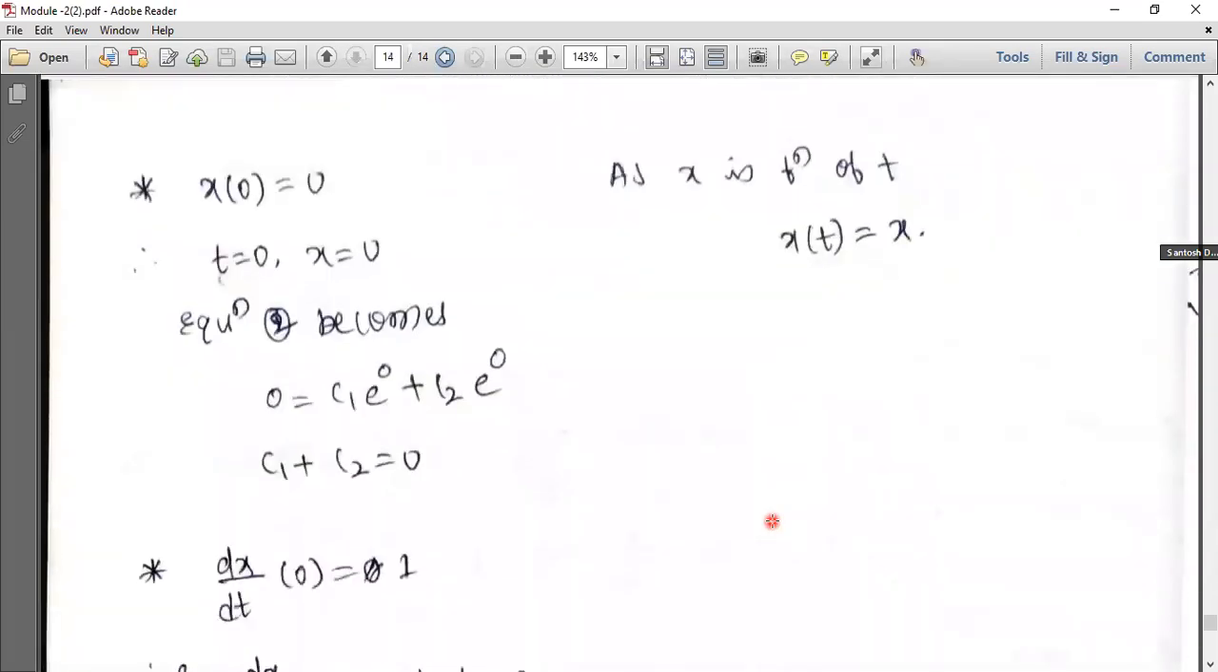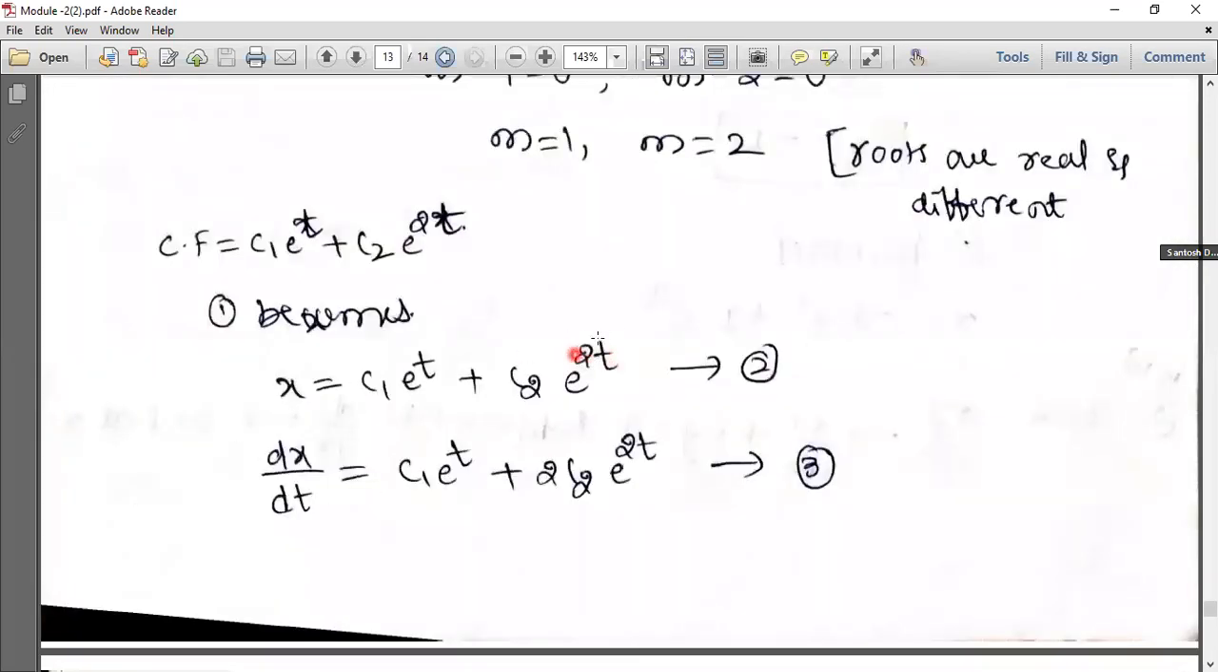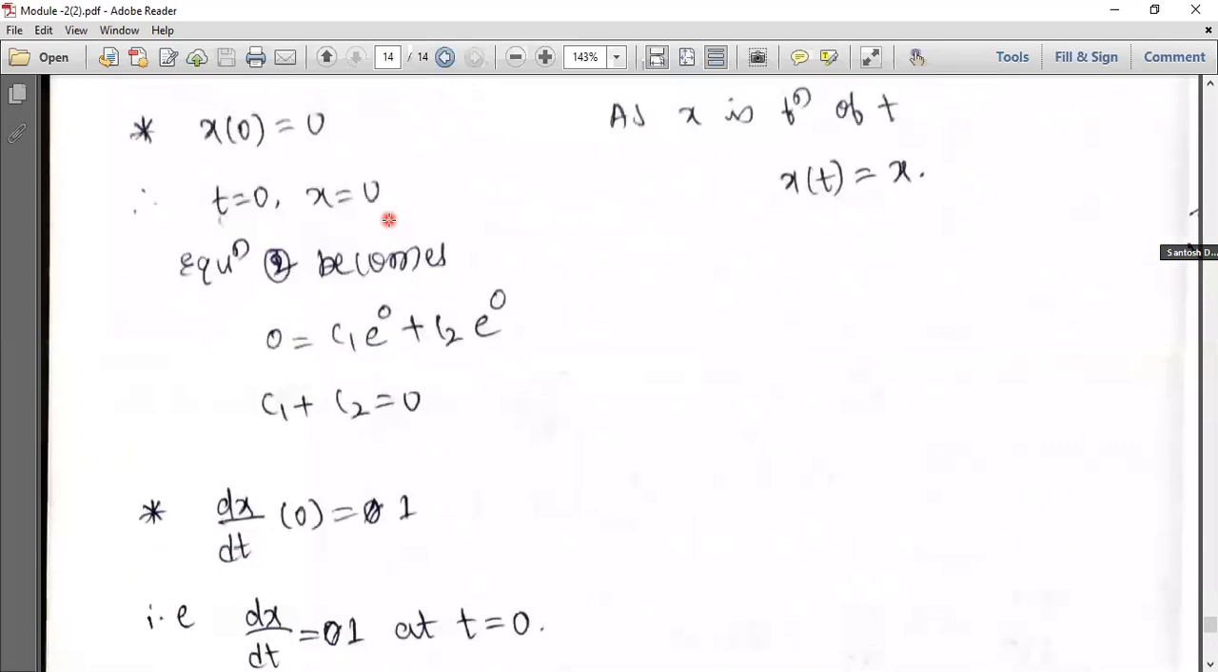Okay. So x of 0 is equal to 0 means, as x is a function of t, compare this one and this one. So t is equal to 0, x equal to 0. That is possible only when in equation 2, 0 is equal to c1 e raised to 0 plus c2 e raised to 0. Therefore, e raised to 0 is 1, so it becomes c1 plus c2 is equal to 0.